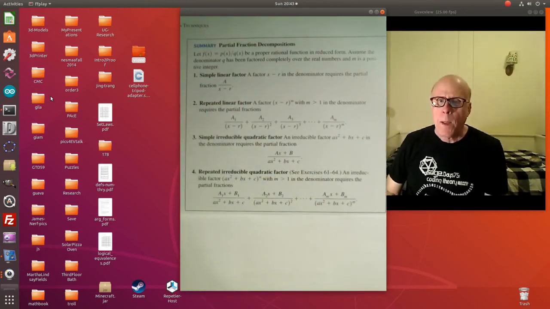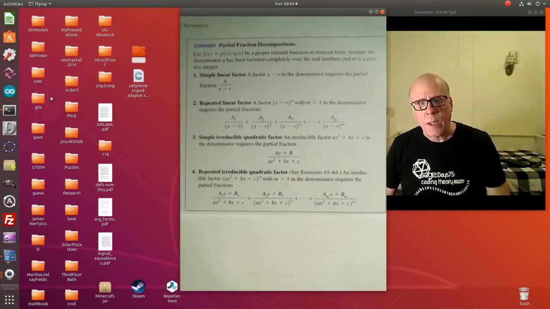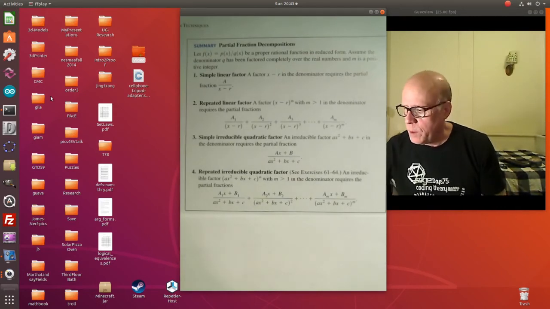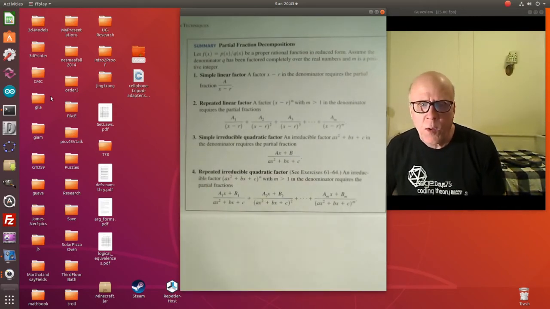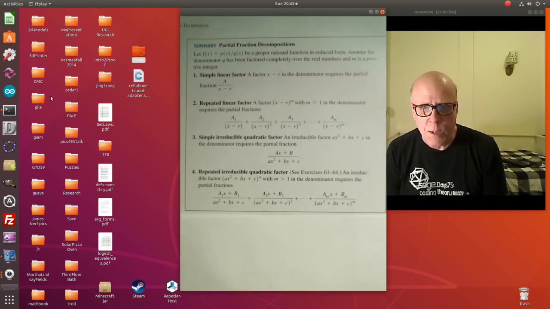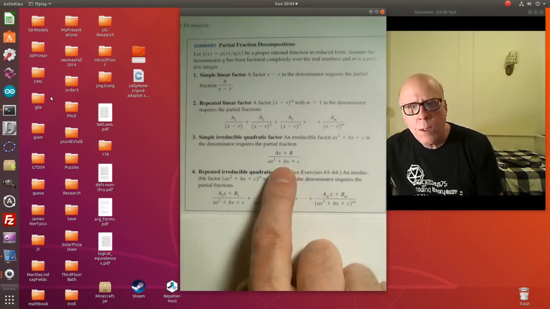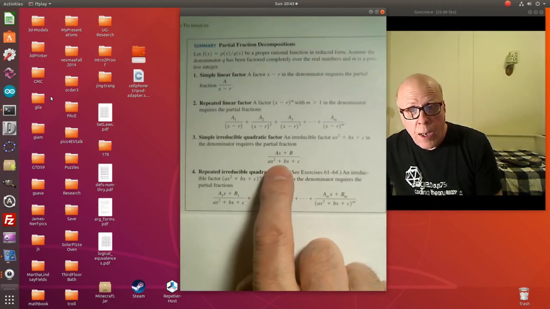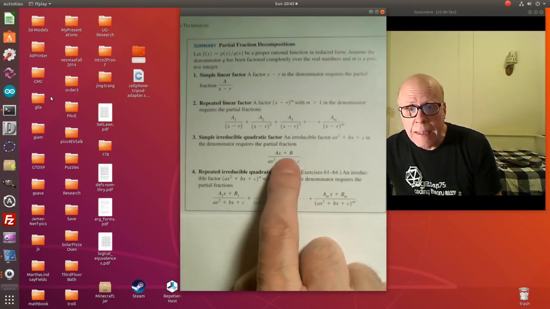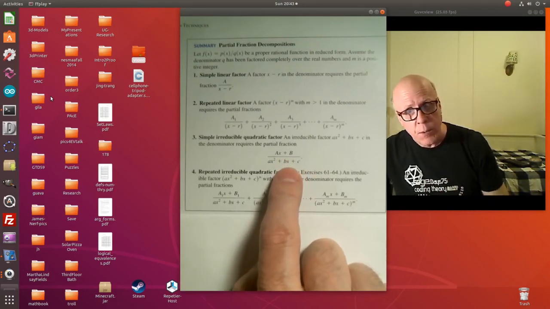Okay. There's some other stuff that can happen. For instance, look at number 3. That's the scenario that I accidentally got into with my first example. You'd have an irreducible quadratic factor. Well, for each irreducible quadratic factor, rather than just having a single number over it, you have a linear thing over it. So ax plus b. That means for each irreducible quadratic, you're going to get two variables.